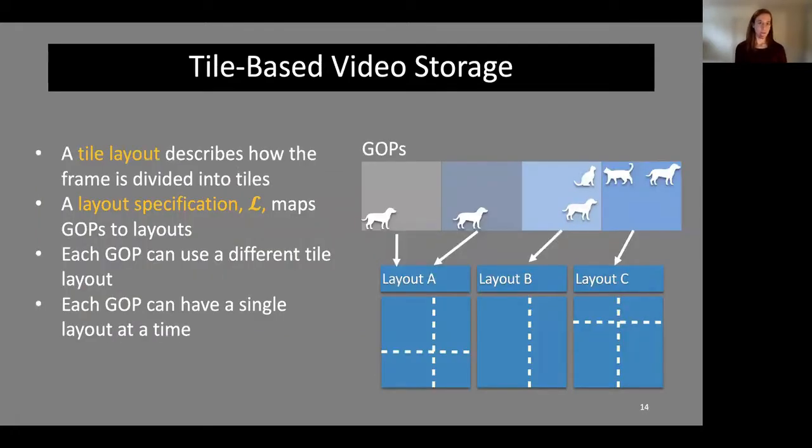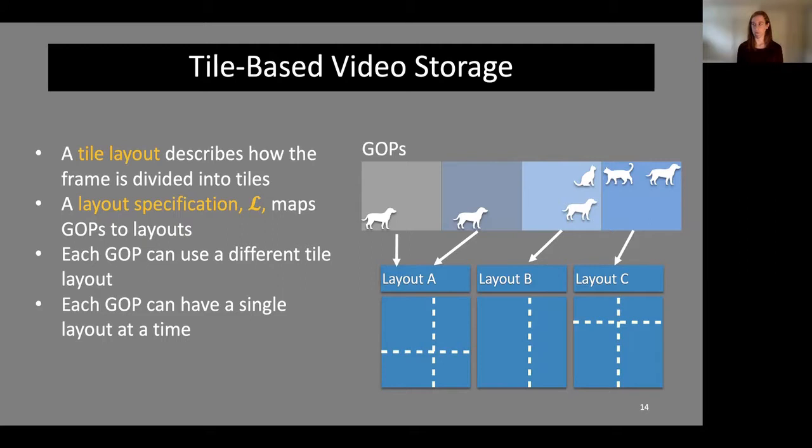A tile layout describes how each frame is divided into tiles, and the layout specification maps each GOP to the layout it uses. A useful feature of tiles is that each GOP can use a different tile layout. And this is helpful because it enables us to optimize the tile layout at a very fine scale within the video. Because as objects move within the frames and come into frame and leave frames, we can pick a layout that's good for just where the objects are for the few frames that make up the GOP.